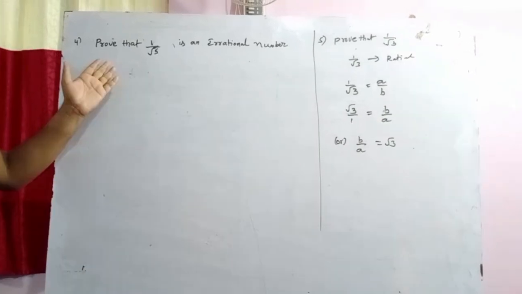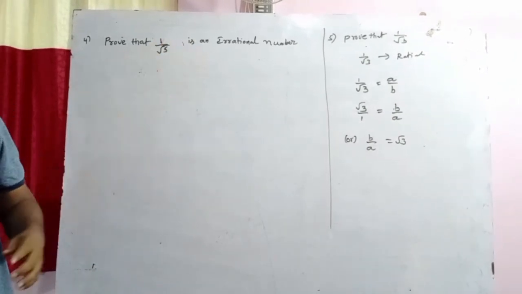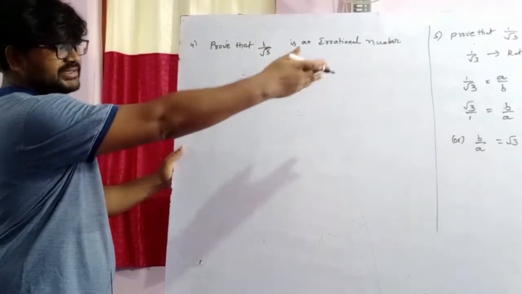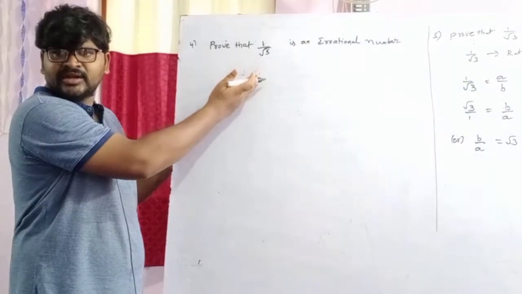One more example. Next one: prove that 1 by root 5 is an irrational number. Same process. Let us assume to the contrary.